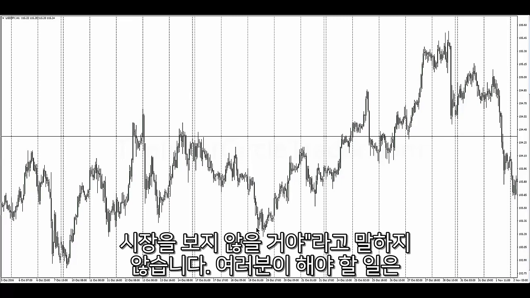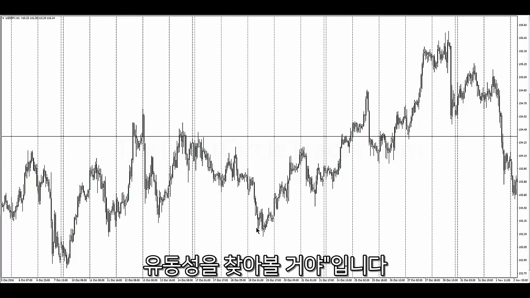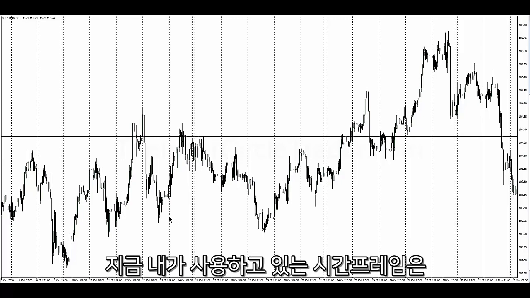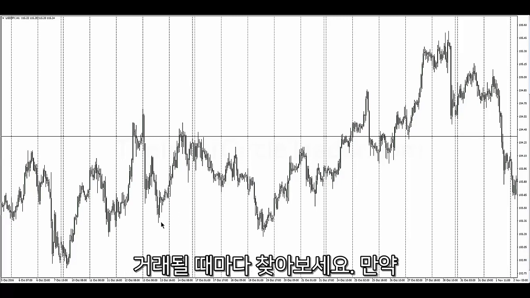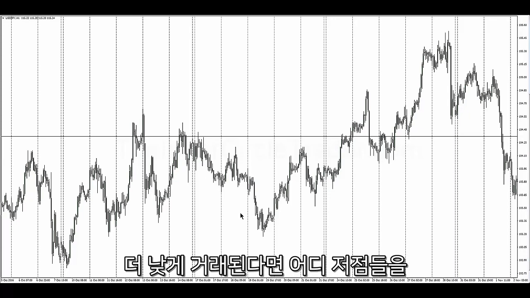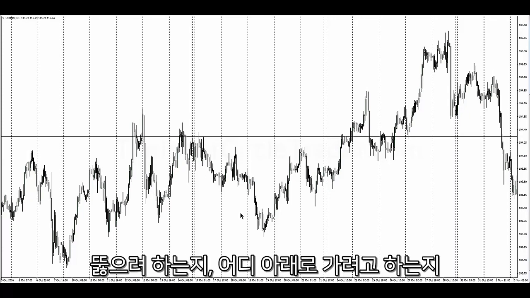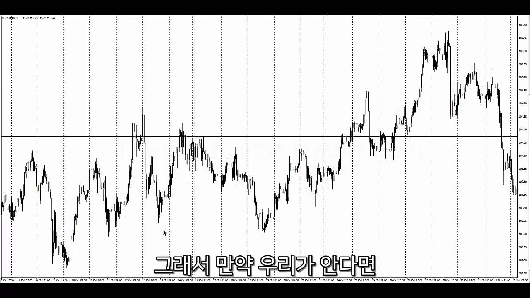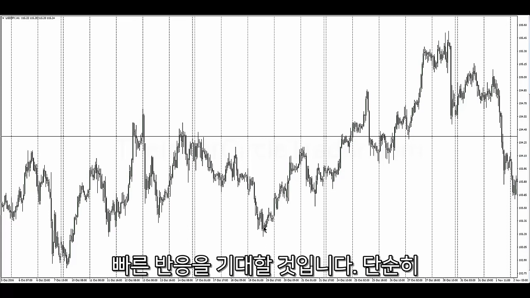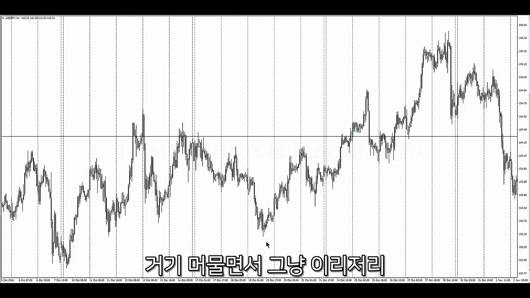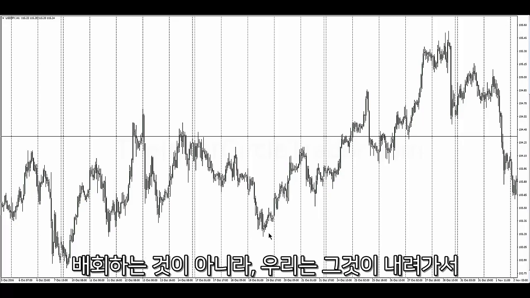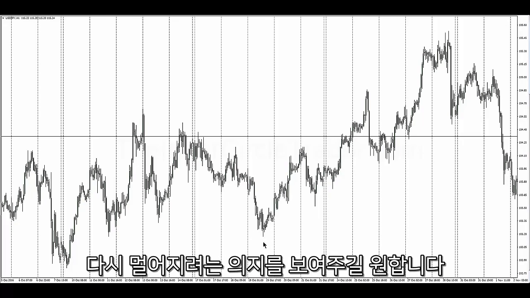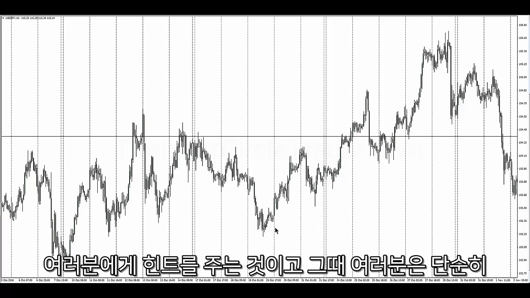What you should be doing is, okay, I'm going to be looking for external range liquidity on the time frame I'm using right now. It's the hourly chart. You're going to be looking for any time the market's trading lower. If it's trading lower, where are the lows it's trying to breach? Where's it going below? Here and here. So if we know that, we're going to be expecting what? A reaction there, a quick reaction away, not just hang down there and just meander around. We want to see it go down there and then show willingness to go back away from it. When it does that, it's tipping your hand.